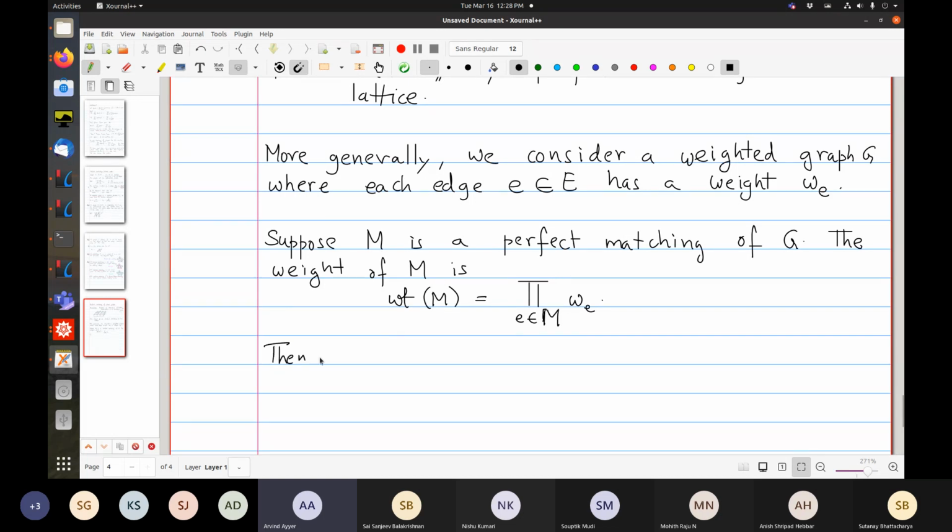Then the partition function is given by Z_G. This is Z, if you like, which depends on the graph. This is the sum over all M which are perfect matchings.